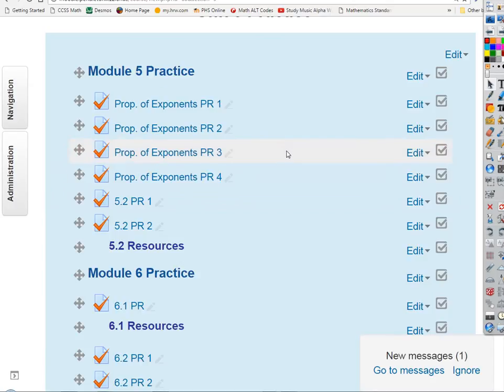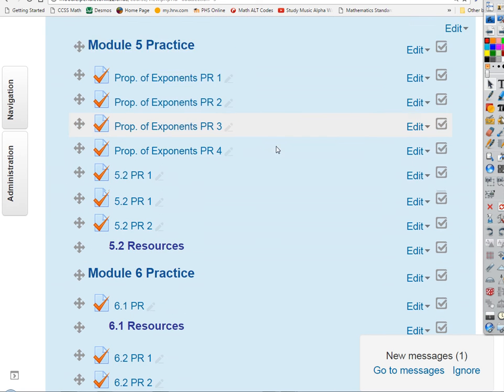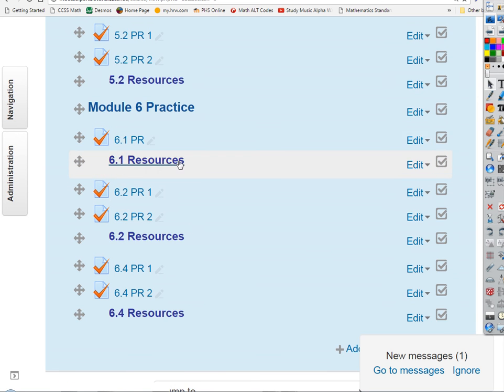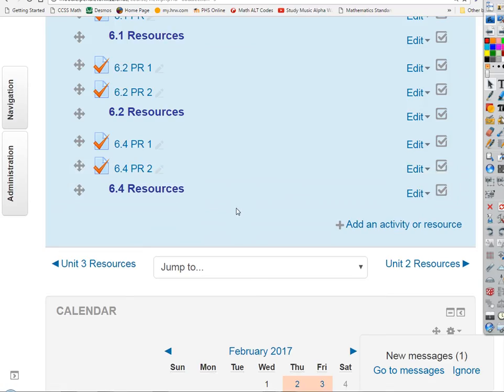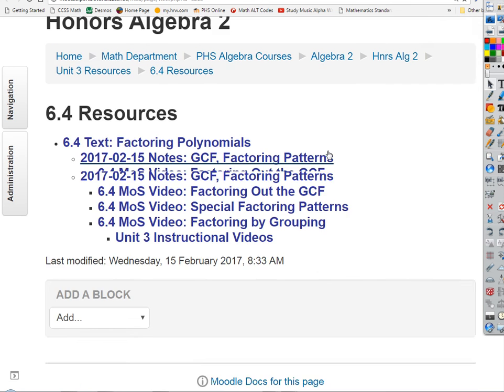If you go to the site, if you go to Unit 3 practice, for example, I've got this set up so the assignments are just in order like they used to be, but under each group of assignments, there's a link to some resources. So for example, this is the Honors Algebra 2 site, but yours will look the same. If you go down to, for example, the 6.4 resources, it'll open up a new page, and you've got links to everything.